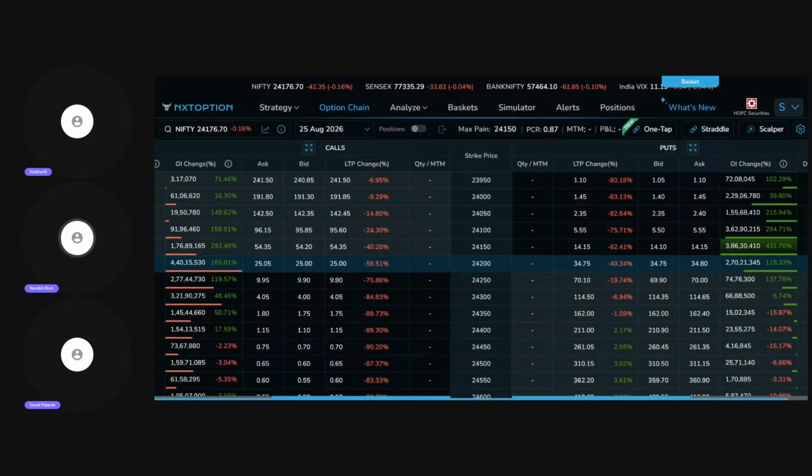Now, if Nifty moves out of this range, suppose Nifty goes above 24,210 and sustains there for 5 minutes, then our advice is to buy call. So basically above 24,210, one can buy call, keeping a stop loss of 24,150. And if Nifty breaks below 24,100, then our advice is to buy put, keeping a stop loss of 24,150.